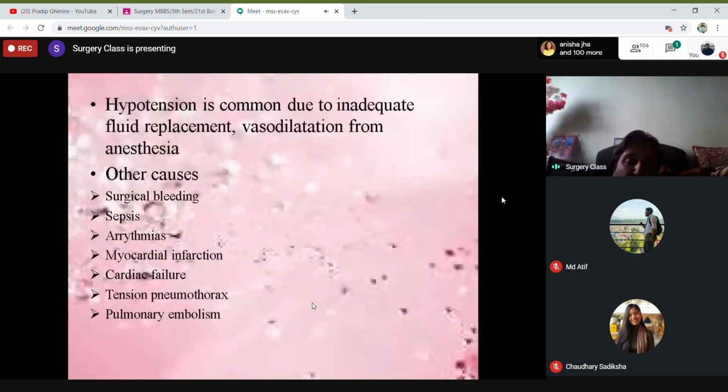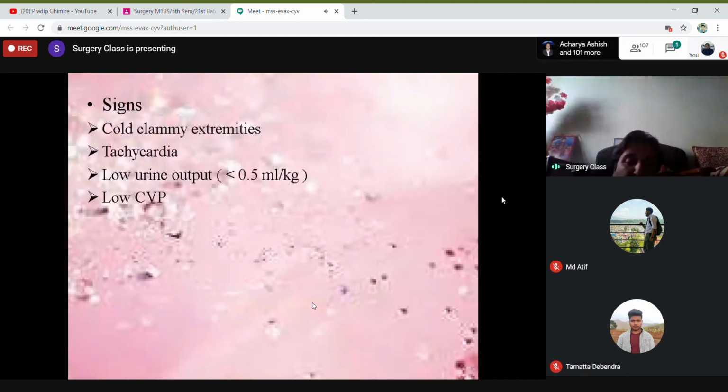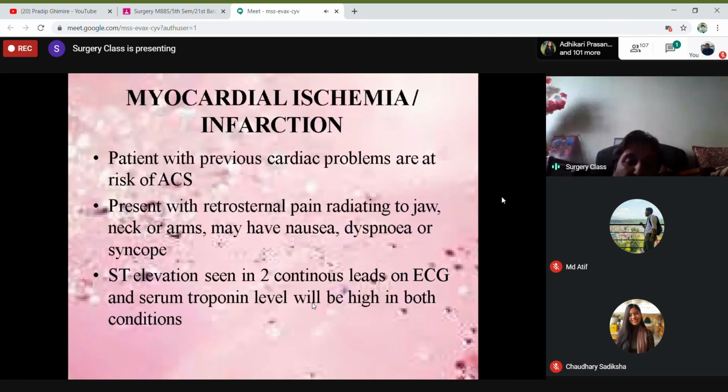Cardiovascular complications: most of the time it is hypotension. It is due to surgical bleeding, sepsis, arrhythmias, myocardial infarction, cardiac failure, tension pneumothorax, or pulmonary embolism. Depending on the cause, you have to treat the patient. The patient will have cold, clammy extremities, tachycardia, low urine output, and low CVP. I have told you this already. So depending on the cause, you have to treat the patient.